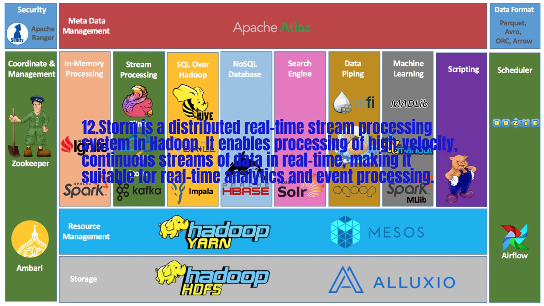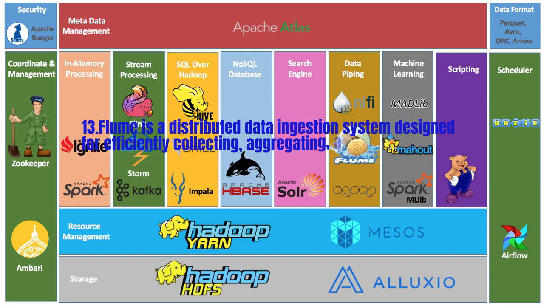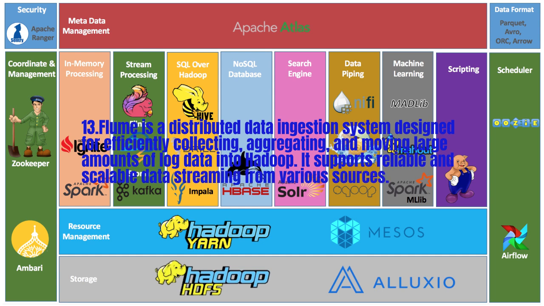event processing. We have Flume. Flume is a distributed data ingestion system designed for efficiently collecting, aggregating, and moving large amounts of log data into Hadoop. It supports reliable and scalable data streaming from various sources.